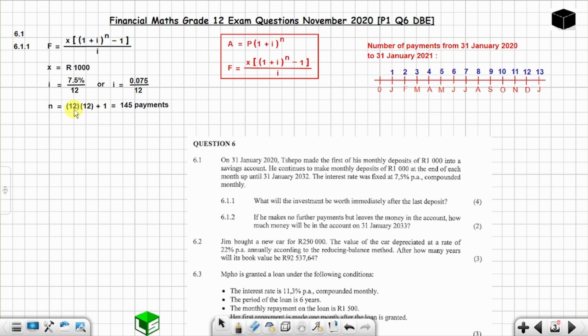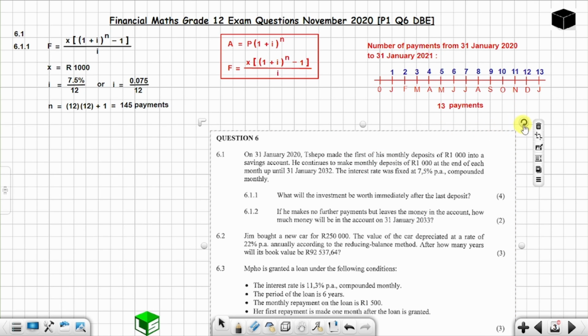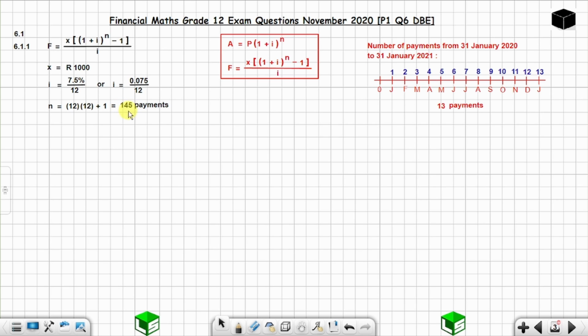So the same way, you are not going to have 144. Okay? So you have 13 payments in this case. So you can apply this here. What you have to do when you have 1 year, as in this case, right? 1 year times 12, because it's compounded monthly, right? 1 times 12, 1 year, 1 times 12, and then plus 1, which is 13 payments or 13 deposits. Okay, you can see that. So N is equal to 145 payments.